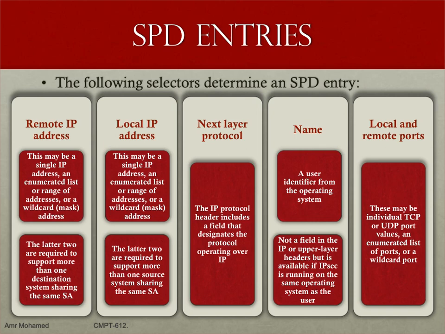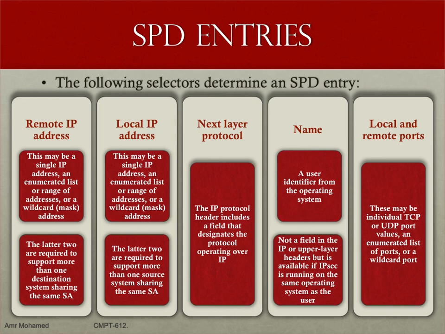Okay? So the selectors can identify the traffic by the remote IP address. Okay? And this may be a single IP address or a network address, which includes all the IPs in this particular network. Okay? Or a range of IP addresses. Or a wildcard. I can put a wildcard to say I don't care, whatever IP address exists. So the latter two are required to support more than one destination system sharing the same security association, which is what we talked about. Or a local IP address, okay?